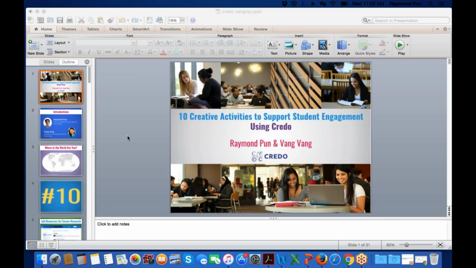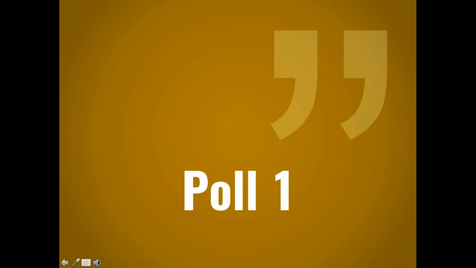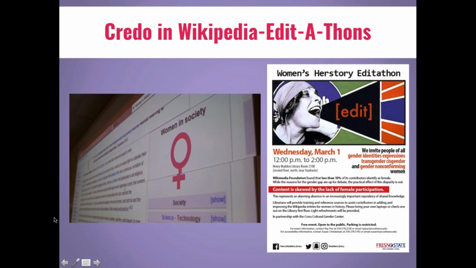And we use Credo, as soon as we get our thing up here. We use Credo in a Wikipedia Editathon that we had during Women's History Month. We host this event during this time because we wanted to focus on a theme or a topic. A Wikipedia Editathon is a great way to teach students that, while people use Wikipedia all the time, you can contribute, that you can make a difference.